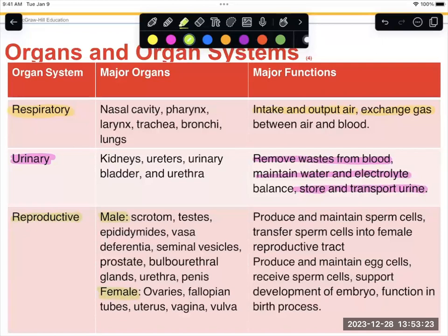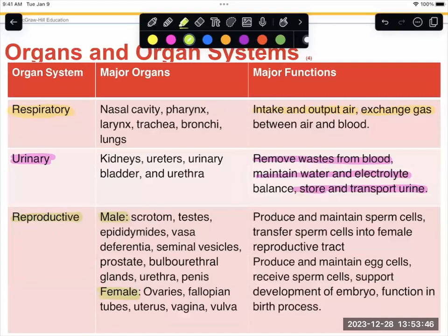Like the males, they have the scrotum, testes, epididymis, vas deferens, vas deferentia, seminal vesicles, prostate, bulbourethral glands, urethra, penis. Females have the ovary, fallopian tubes, uterus, vagina, and vulva.